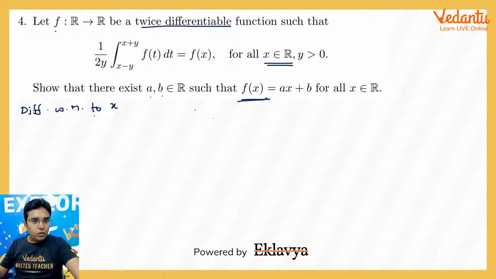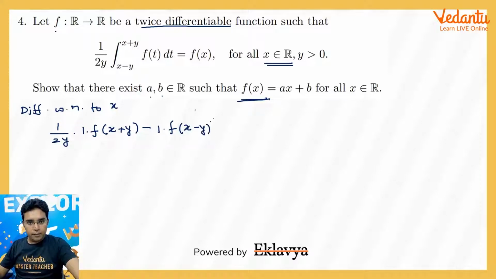So if I do the differentiation with respect to x, we will be getting 1/2y, then differentiation of upper limit, that is 1, and this upper limit will be going in place of t, so this will be f(x + y) here, minus differentiation of lower limit, that is also 1, and then in place of t I will be putting x − y here, and that is equal to f'(x).